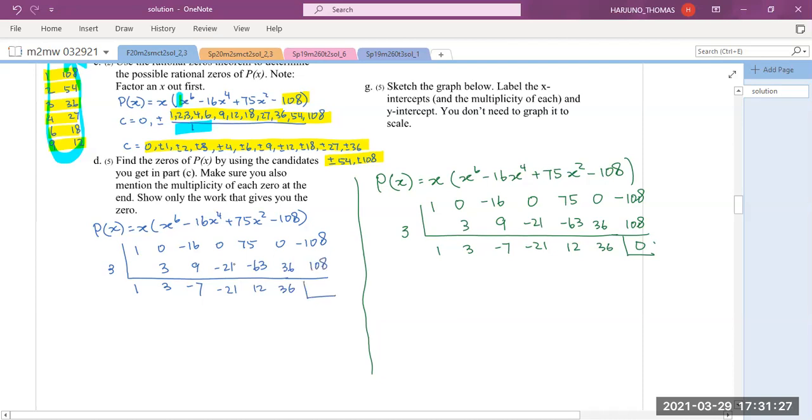Now, because I know it's an odd function, I try negative 3 right away also. I know it will work because this is an odd function. It should be 0.